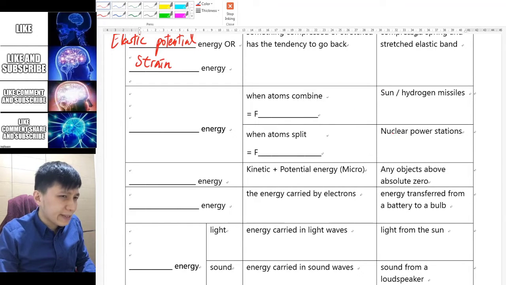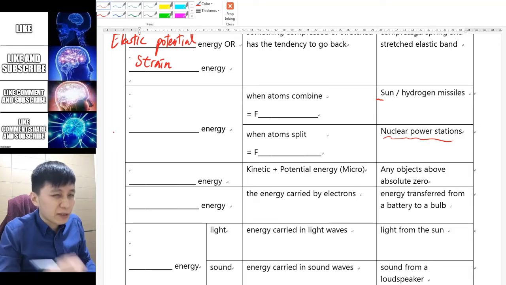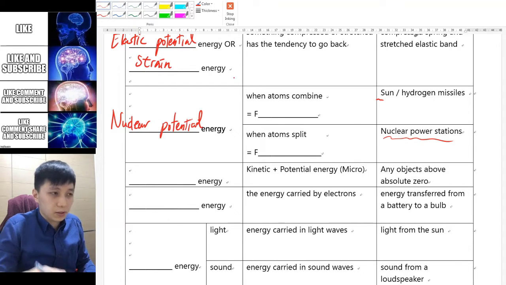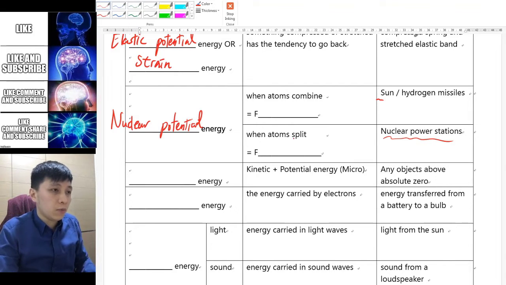Next, if you look at the examples, then you know that it's something to do with nuclear power station or the sun or hydrogen bomb, etc. Then definitely something to do with the nuclear itself. So we'll call it nuclear, again, potential energy, because it has a potential to have the nuclear reaction. So here probably is something that you cannot find on the textbook, and they are the names for the nuclear reaction to happen.